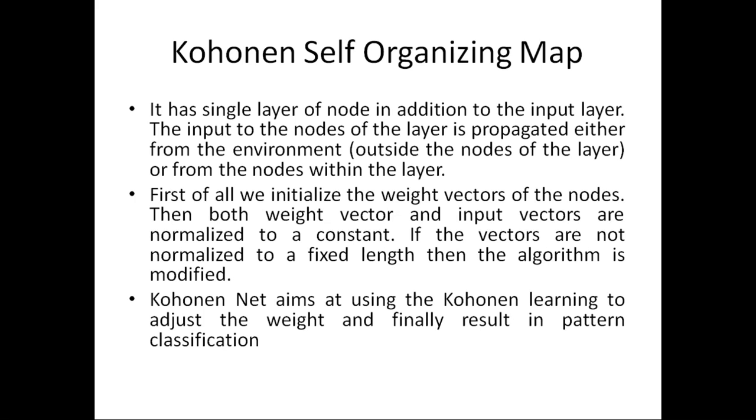So first of all, we initialize the weight vectors of the nodes. Then both weight vectors and input vectors are normalized to a constant. So why do you go for this normalization? If the vectors are not normalized to a fixed length, then the algorithm is modified, right? Then the coherent net aims at using coherent learning to adjust the weights and finally result in pattern classification. As I told you, in case of supervised learning we don't have any problem, but in case of unsupervised learning we go for this classification.